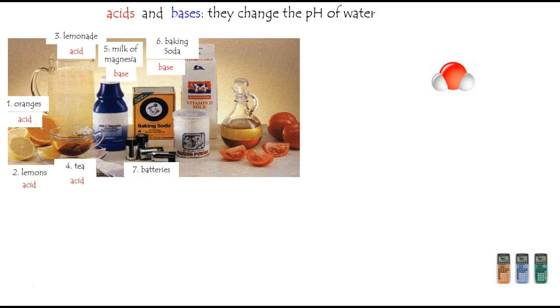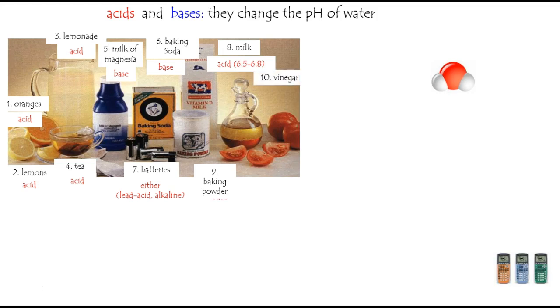Batteries, really they can be all types, right? Alkaline or lead acid, so either. Milk, you might think it's basic, maybe a little slippery, but if you check the pH, it checks in at just a little bit below 7, therefore acidic. Baking powder, similarly no hydroxide present, but it is basic. Vinegar, that's acetic acid present in there, so acidic. Those tomatoes are acidic. What about the oil that's in the top layer there?